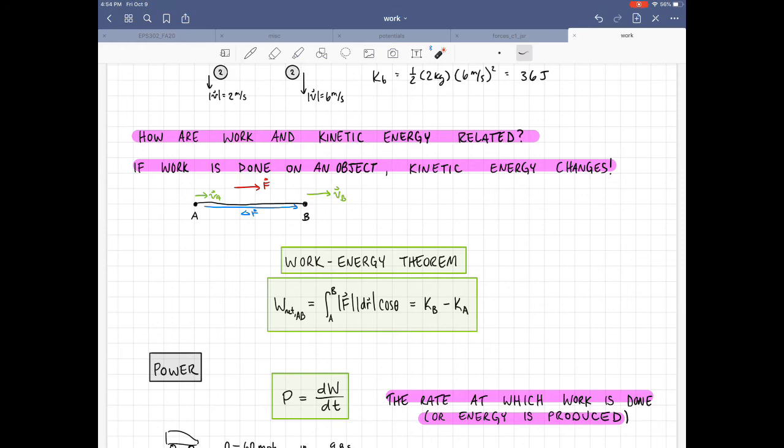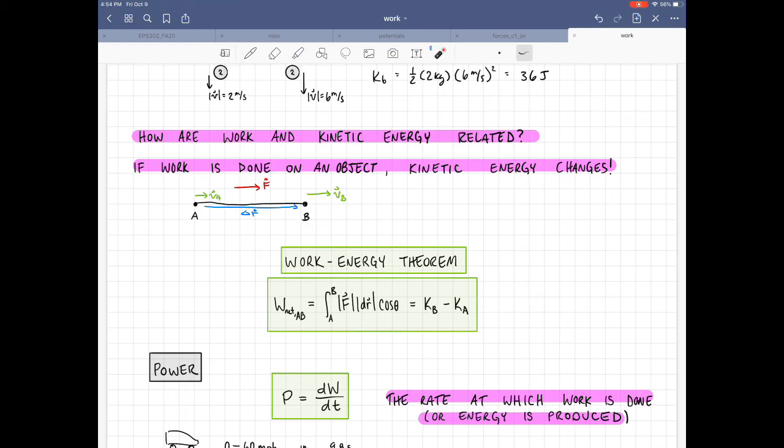And so if the final kinetic energy at B is greater than the initial kinetic energy at A, then a positive amount of work has been done. This difference will be positive. If the final kinetic energy is smaller than the initial kinetic energy, then that difference will be negative, and a negative amount of work will have been done on your object. So that's the idea of either speeding up or slowing down.